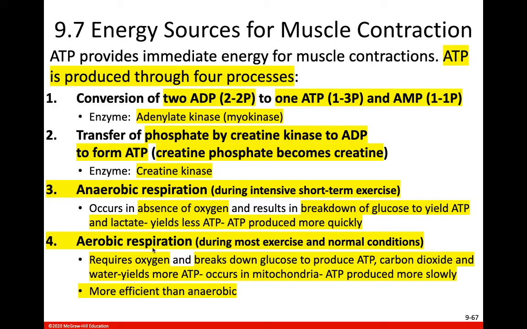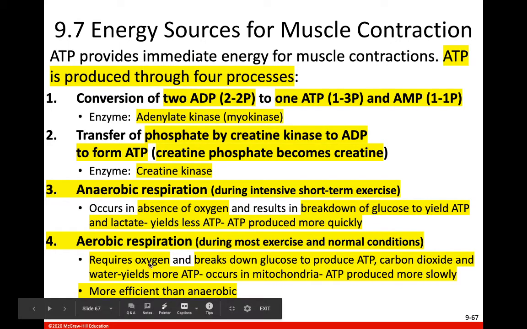Which brings us to aerobic respiration. Most of the ATP that our muscles use comes from aerobic respiration. It requires oxygen, again, aerobic, and it breaks down glucose to produce ATP, carbon dioxide, and water. Using aerobic respiration, we're going to produce a lot more ATP. But it is going to be produced more slowly.